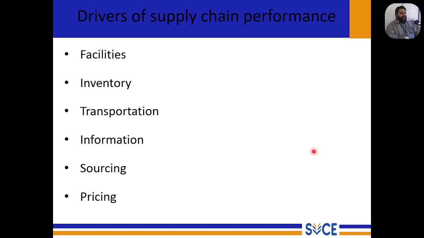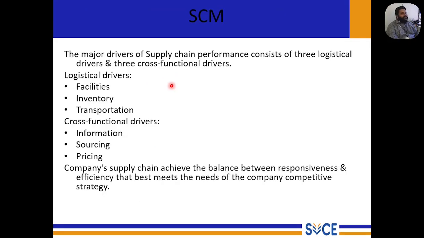So when you are seeing in this one, we'll start with the drivers of supply chain and performance. When you are talking about drivers of supply chain and performance, these are the various factors which you need to look into: facilities, inventories, transportation, information, sourcing and pricing. So these are the various drivers. Let us see one by one how these drivers are affecting the supply chain performance.